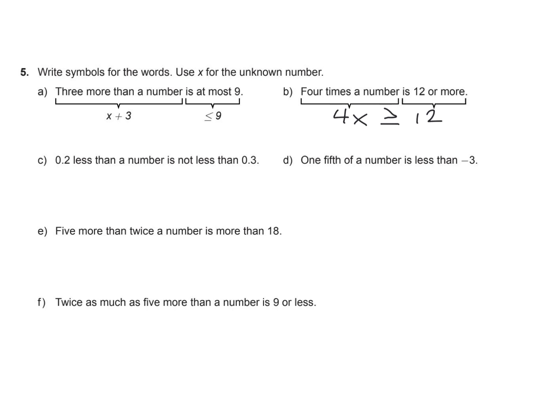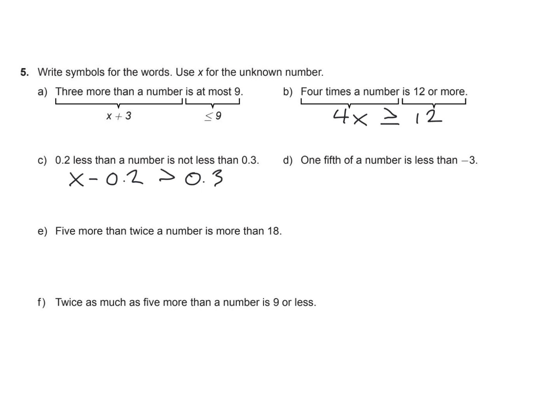C says 0.2 less than a number is not less than 0.3. Okay, so x minus 0.2. So we're saying if we have a number, we take away 0.2, that is not less than 0.3. The same thing as saying not less is greater than 0.3. Let's see if that makes sense. So x minus 0.2, so that's 0.2 less than a number, is greater than, which is the same thing as not less than 0.3. As long as you copy this down, you are fine.